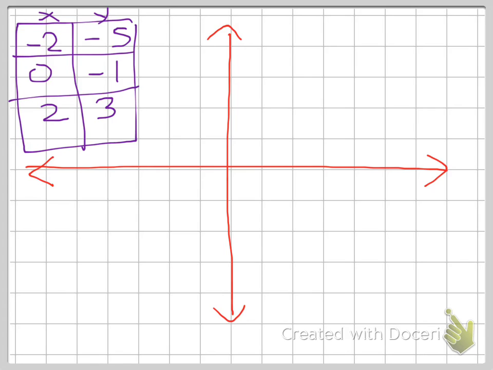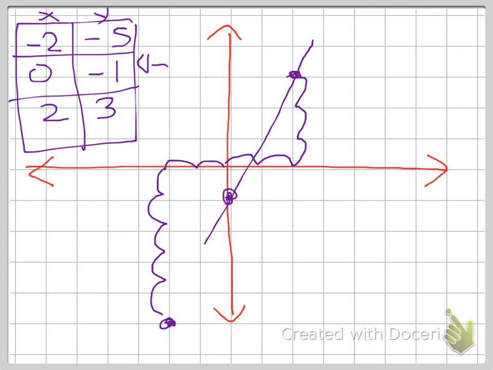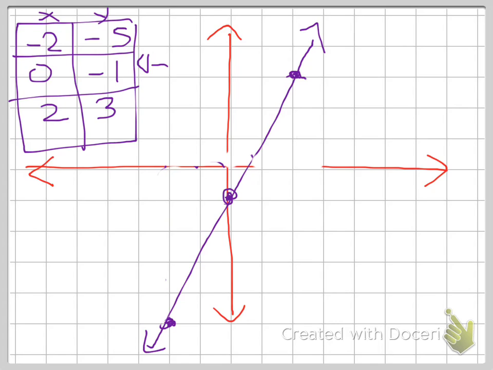Alright, so -2, -5 means I go left 2 and then down 5: 1, 2, 3, 4, 5. Right there. And then 0, -1. Remember, the point with 0 for x is always on your y-axis. So we go down 1 right there. And then 2, 3 would be to the right 2, and then up 3. Like that. Now we can draw a line that goes through all of them, and it looks like that. You don't write all these little things; I just do that since you can't see me moving my finger along. I'm just showing you how to do it.